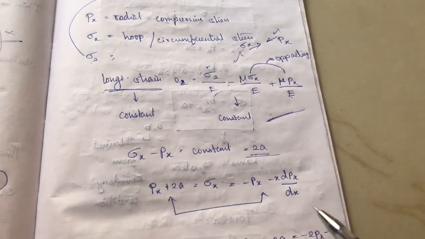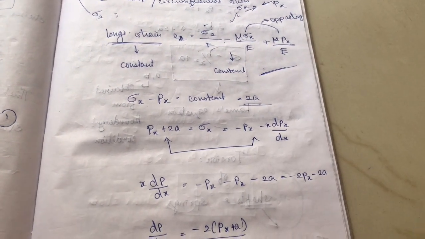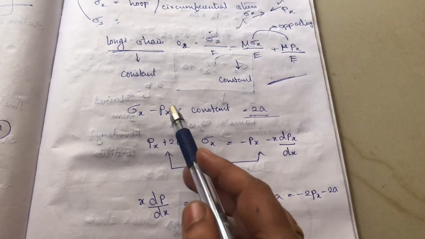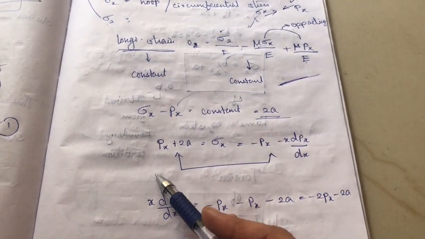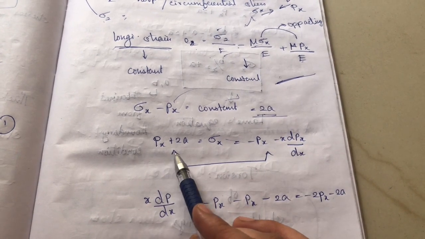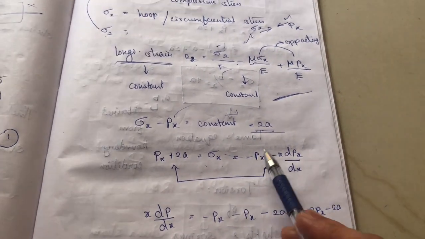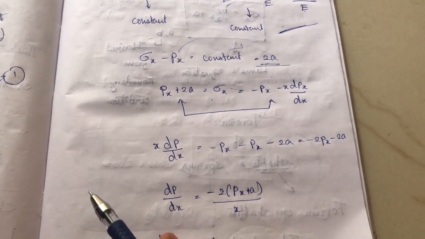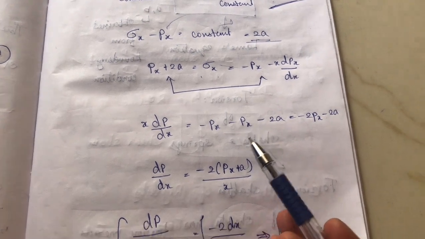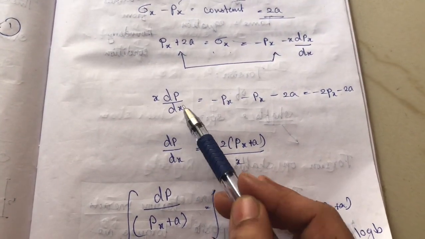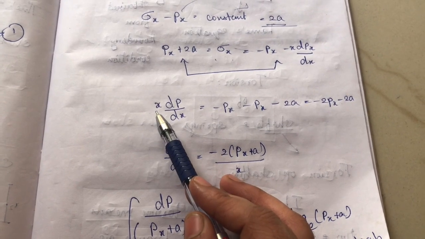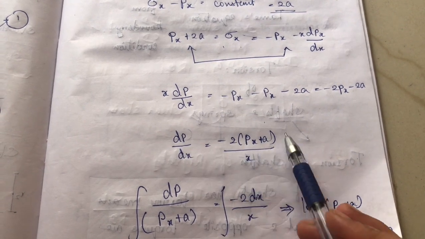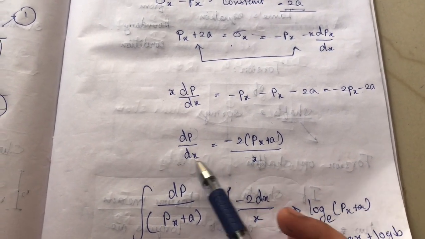Just substitute the values here, okay, and you will get it as x dp. So this is the thing, and I am just taking it here. So 2a plus px, which is equal to sigma x, which is equal to the whole term we have found. And then just take the dp part here and dx part here. You can see here I am just taking this aside and this x will come here, okay. So after that you can see this part and this part is dp and these two parts are dx, right?